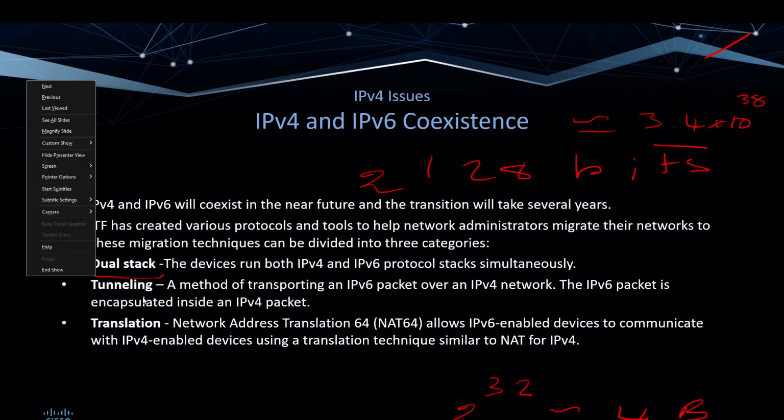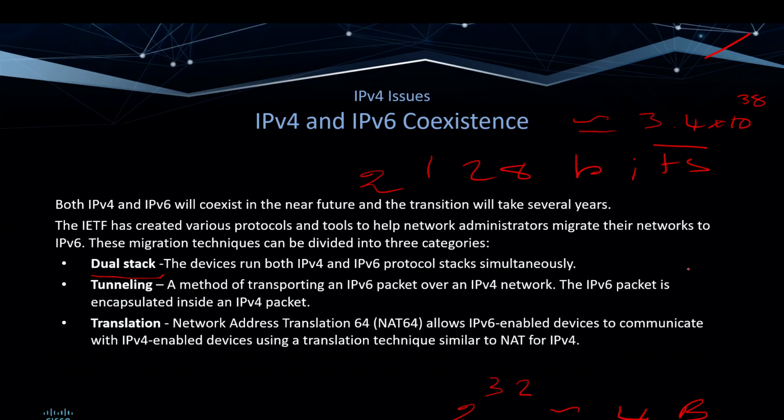So the dual stack method. Dual stack, basically, is when a router runs both IPv6 and IPv4. That's called dual stack. They maintain a separate routing table for IPv4, and another routing table for IPv6. You could run multiple protocols for IPv6 and for IPv4.